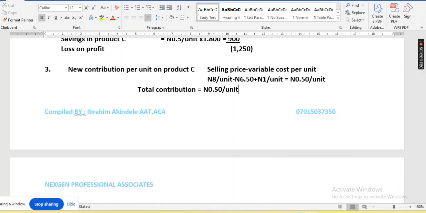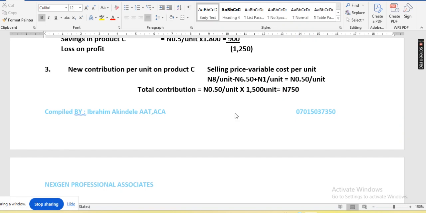The per unit times the units, what is the units? It is 1,500, right? It will reduce to 1,500. Yes. Okay, so what do we have? What is the total contribution? 750.